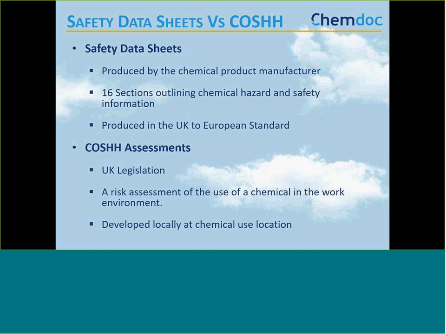A COSHH assessment, then, is basically a risk assessment of how you use that chemical in the work environment. It's taking the information from the safety data sheet and applying it to your local environment, the quantities you use, how you use it, where it's used, etc., and coming up with recommendations locally for your site and how you use it. The assessment is written in-house, locally for your site, by yourself. It's not something you can just get from the manufacturer. A COSHH assessment is a risk assessment that you do on the chemical on your own site.